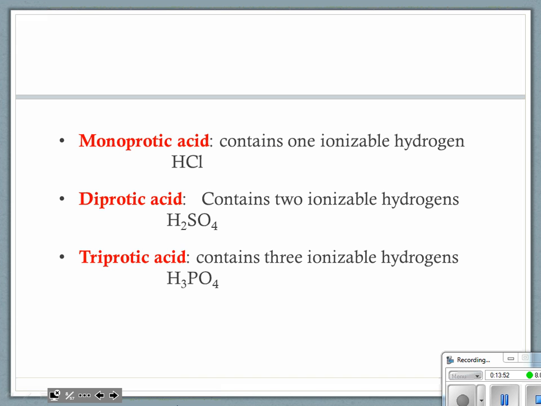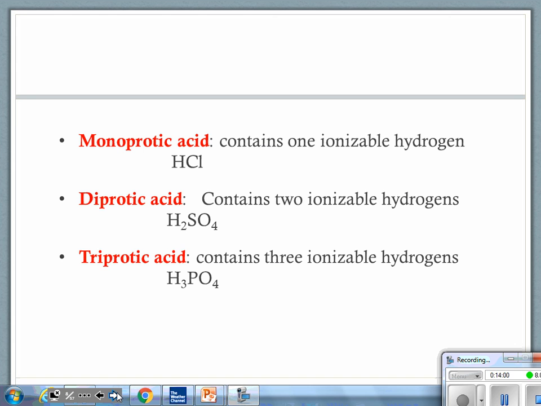As we're looking at these, we're giving names to different acids: monoprotic, diprotic, triprotic. All this simply is, if we have a hydrogen ion, hydrogen has one proton, one electron. If we lose that electron, hydrogen becomes only a proton. So that's why we have monoprotic. One proton, right? One hydrogen.